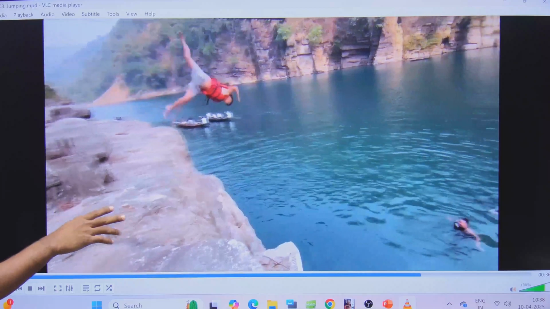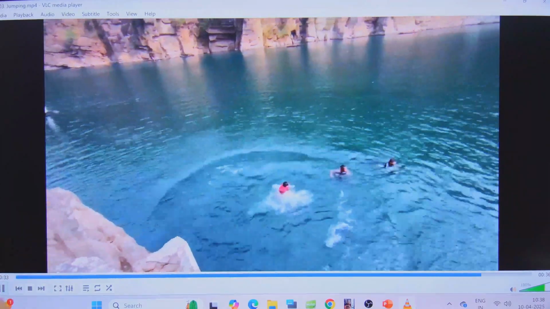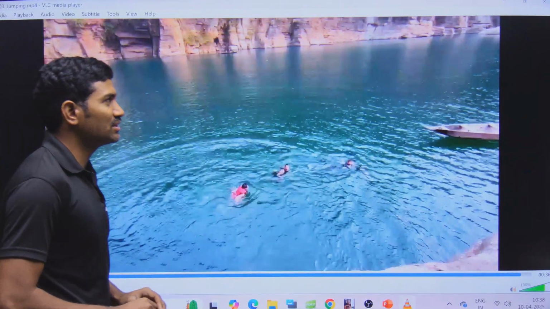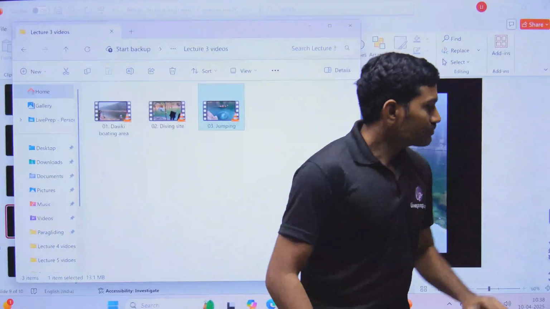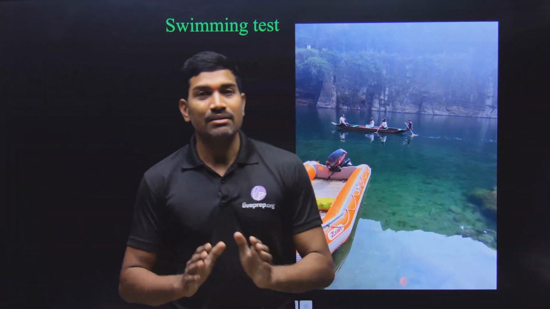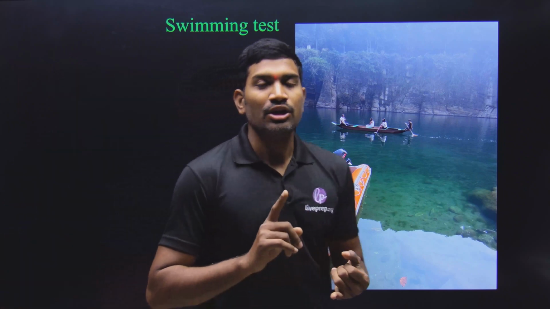Anyhow, regarding the jump and all, I will tell you. Why do you need to jump here? Do you need to jump or not? These things also I will tell you, so please observe this information carefully. The point is, better try to jump.